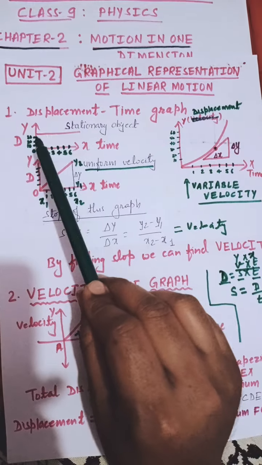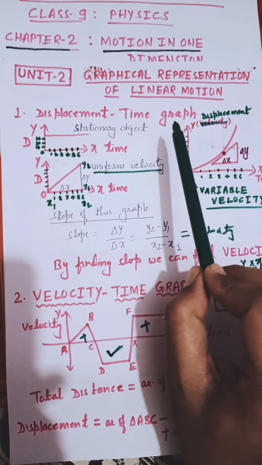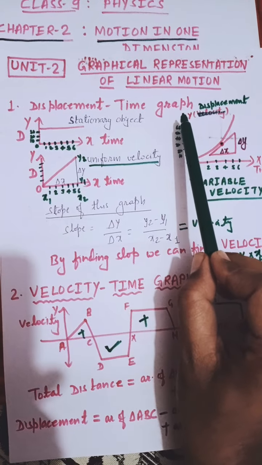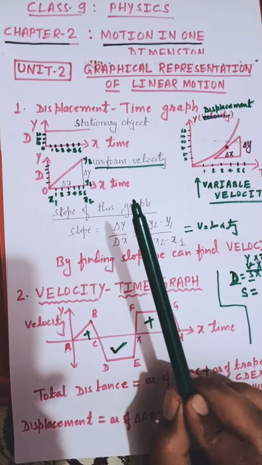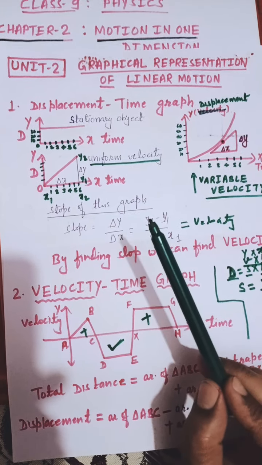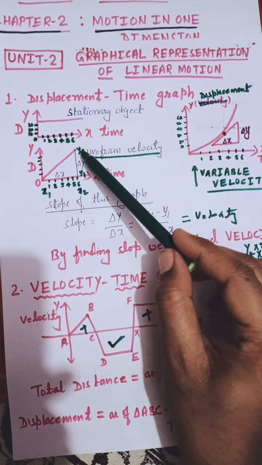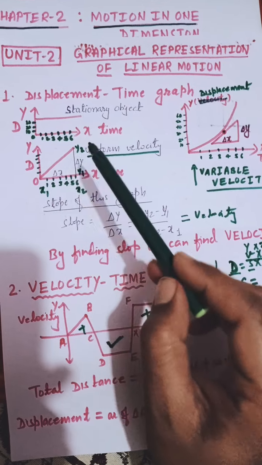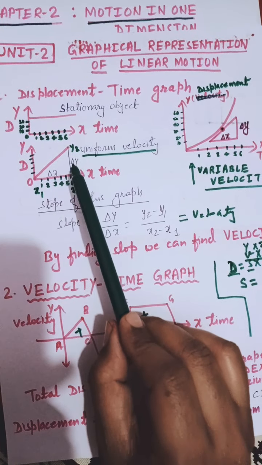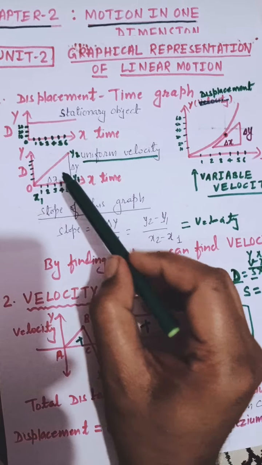Now what is the use of this displacement time graph? Why do we plot this graph? We plot this displacement time graph to find out the velocity. The question comes here: why and how are we going to find out the velocity with the help of this graph? To find out the velocity, we are going to find out the slope. And how do we find out the slope? By completing a triangle.